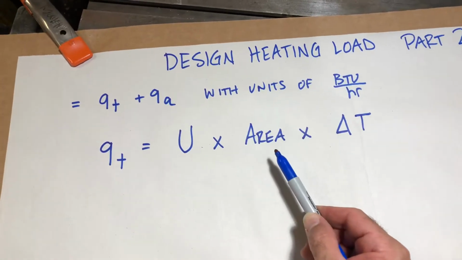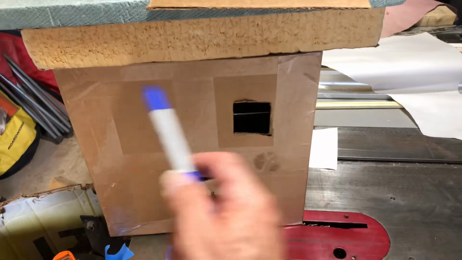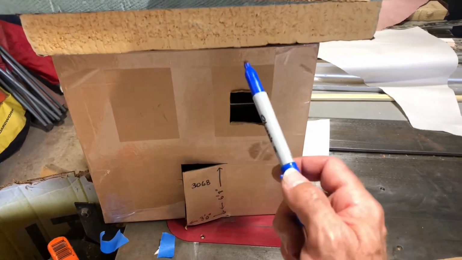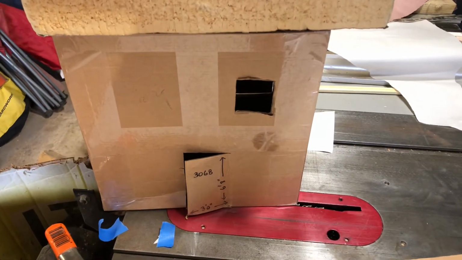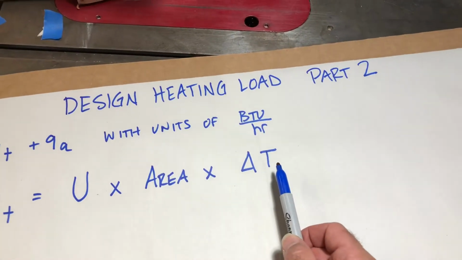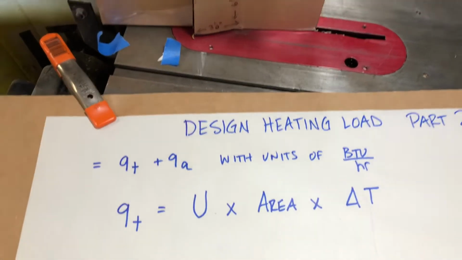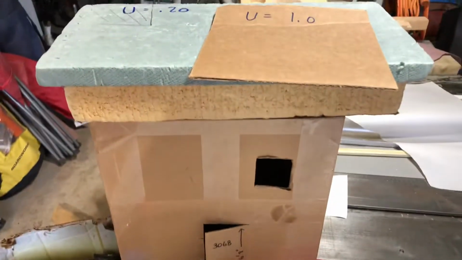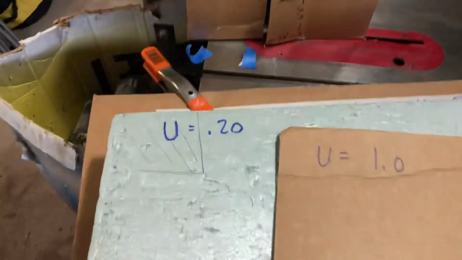Area. Area of what? Area of the surfaces of our structure. The area of the walls, the area of the floor, the area of the ceiling. All right, so square footage. So that's going to have units of square feet. Units of square feet, units of degrees Fahrenheit. What is U? Well, U is a measure of the performance value of a material related to how well it conducts heat. So here's 3 different materials.